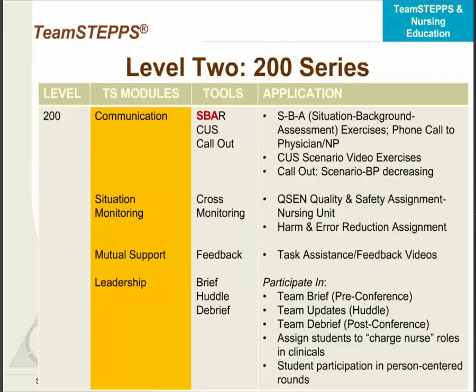In level 2, as they advance, we expand everything. The SBAR now is the ISBAR. They can identify themselves. They're learning to describe their current situation. They're providing pertinent background information, and they are timed.